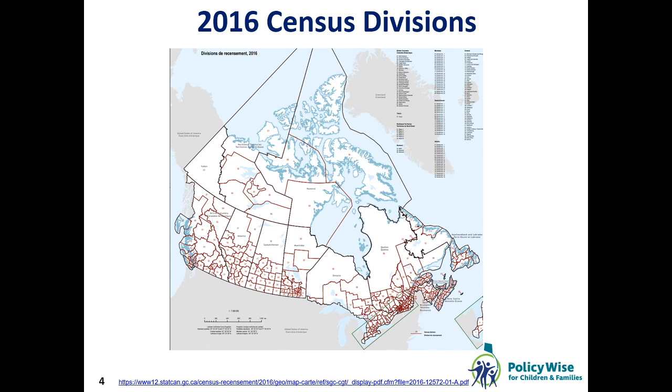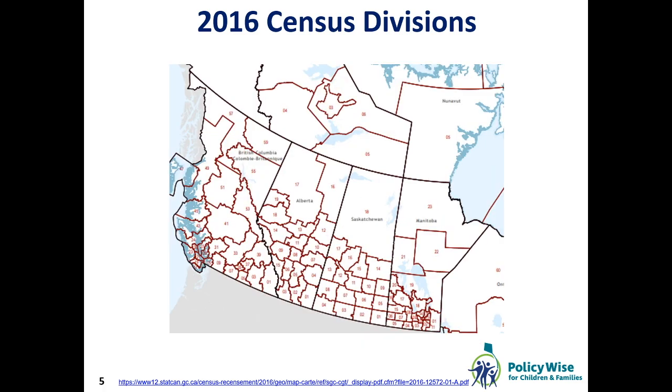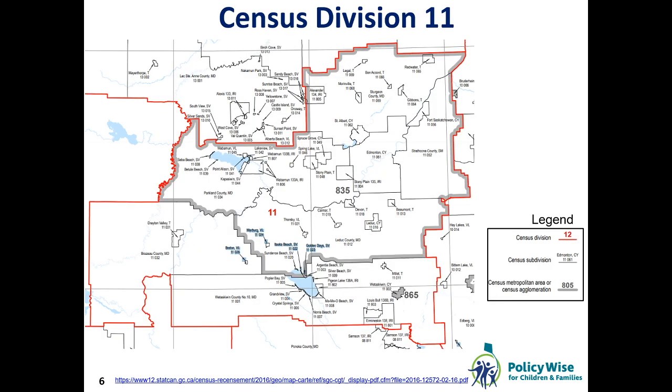So the first thing I wanted to talk about was geographies. As you know, Canada has been split up into several different census divisions. If you look at Alberta, you can see that we've got 19 different census divisions. Ours is Census Division 11, outlined in red here. Census Division 11 stretches from past Drayton Valley to past Millet, up to Redwater, and over to Seba Beach and Parkland County.